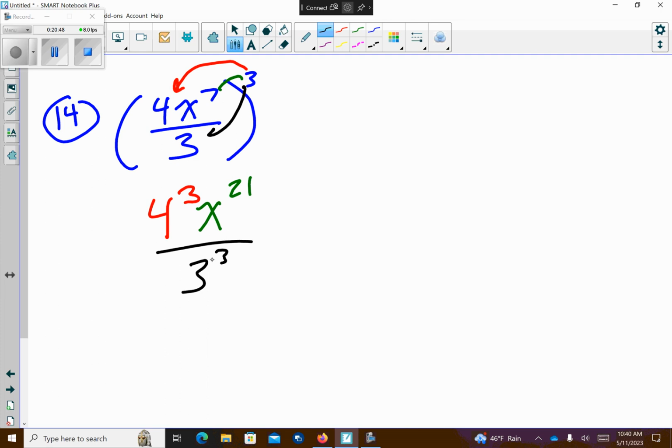Now, being you got calculators, even if you didn't know how to do 4 to the third, 4 to the third is 4 times 4 times 4, which is 64. X to the 21st stays as is. And then 3 to the third, if you don't know it, it's just 3 times 3 times 3, which is 27. Done.